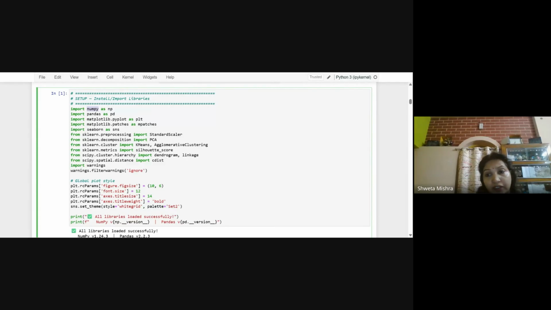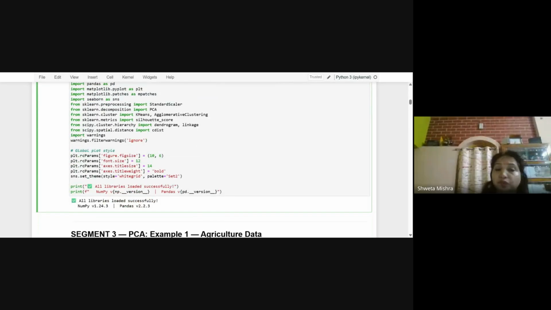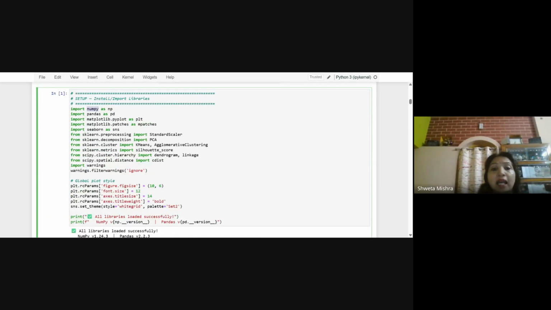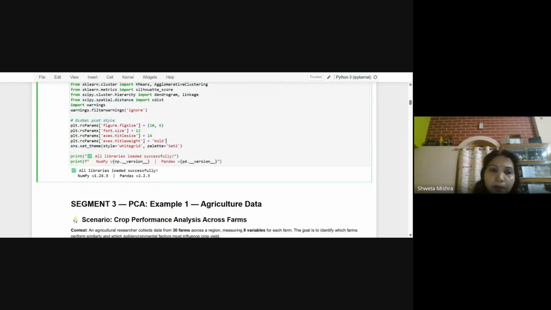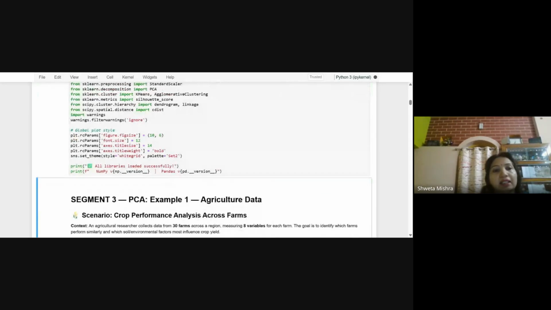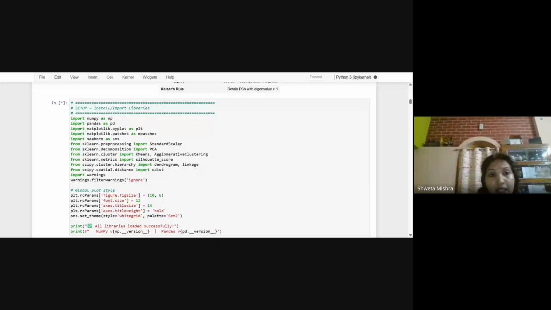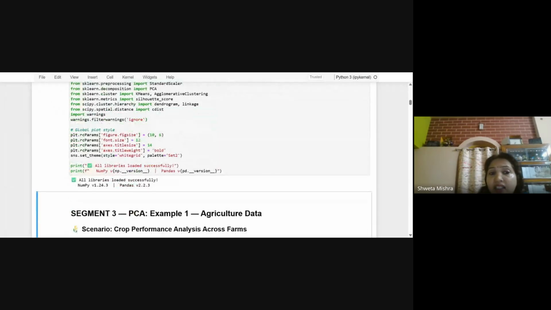Then pandas for data frame, tabular form. Then you can see these are a few visualization libraries and so on. We can simply execute this, and you can see it is showing the commands that we have given on the Python library cell. Is it executing? Yes, it is executing. The 1 means it's already executed. Now you can see all libraries loaded successfully. We have the NumPy version and the pandas version.